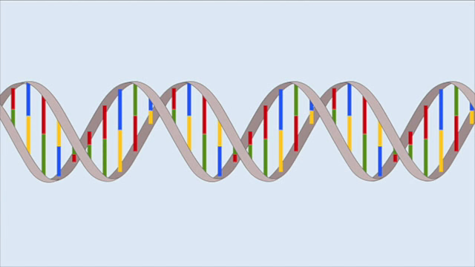Determining the sequence of bases is called DNA sequencing. This can be done through many different technologies. Some examples are the Sanger method, nanopore sequencing, or the whole genome shotgun sequencing.